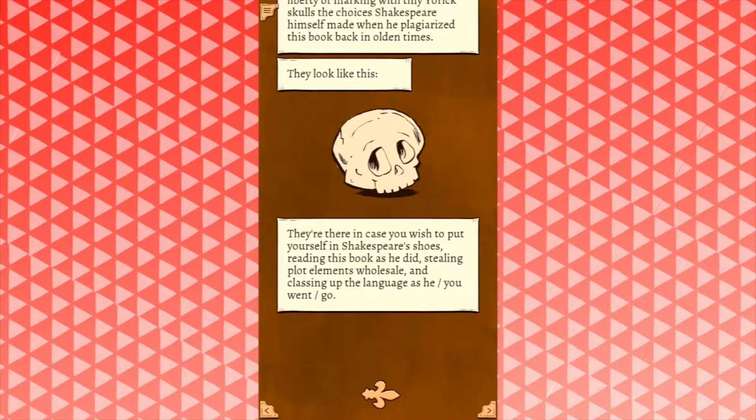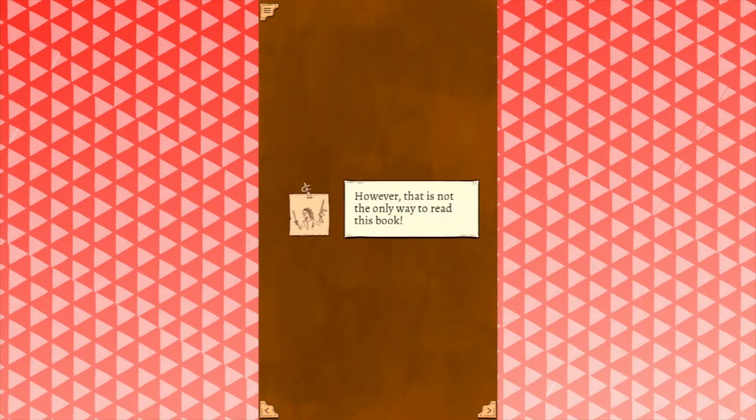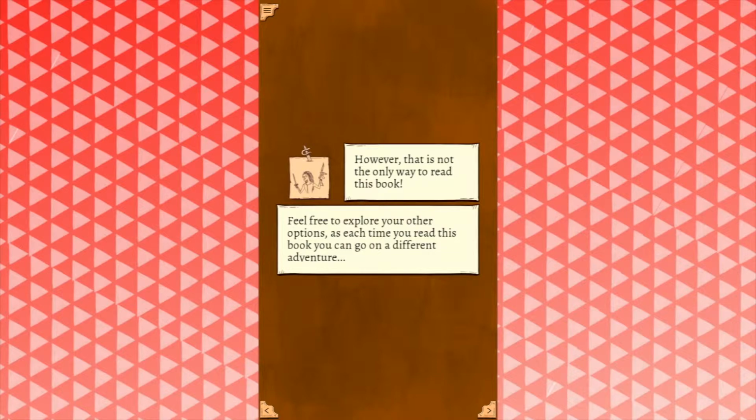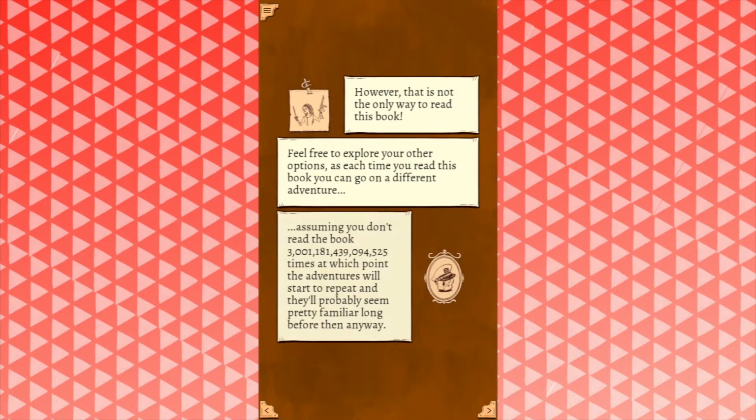There, in case you wish to put yourself in Shakespeare's shoes, reading this book as he did, stealing plot elements wholesale, and classing up the language as he went. However, this is not the only way to read the book. Feel free to explore your other options, as each time you read this book, you can go on a different adventure, assuming you don't read the book three times, at which point the adventure will start to repeat, and they'll probably seem pretty familiar long before then.